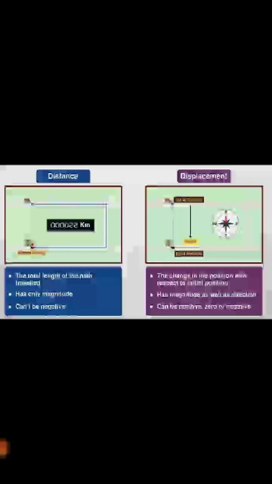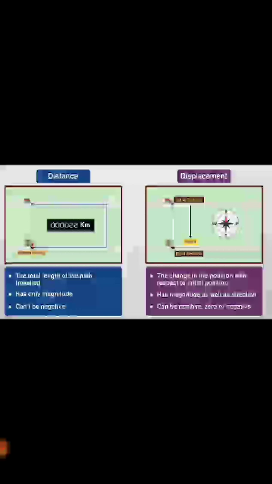So we differentiate distance and displacement. We know that distance is the total path, and displacement is the position change from initial to final position. Distance has a magnitude but no direction. But in case of displacement, it has magnitude as well as direction.